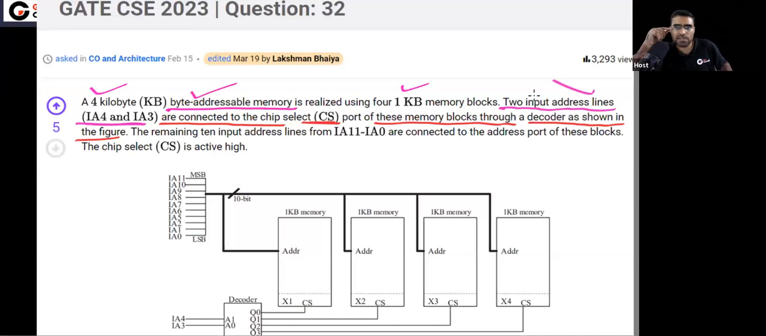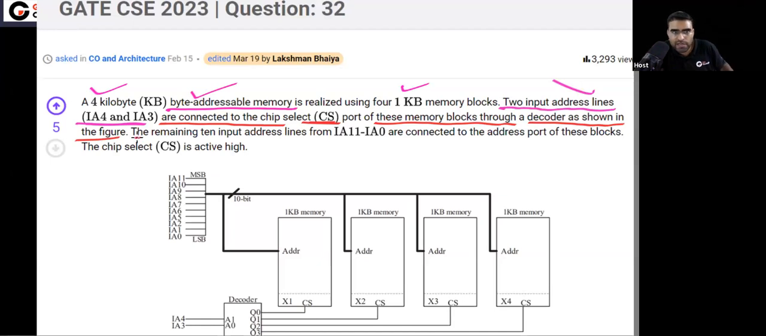This is given in the question carefully. This is a beautiful question. Every piece of information is given in the question. You just have to read the question, understand it, and solve it. So you can see 2 input address lines, A4, A3, are connected to the chip select port of these memory modules through a decoder shown in the figure.